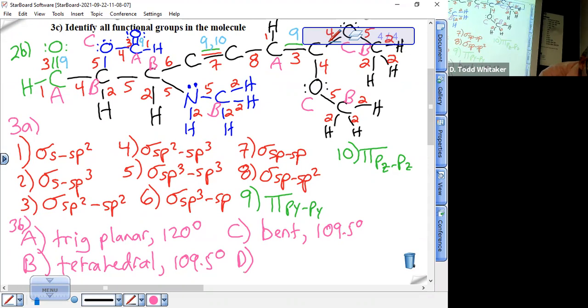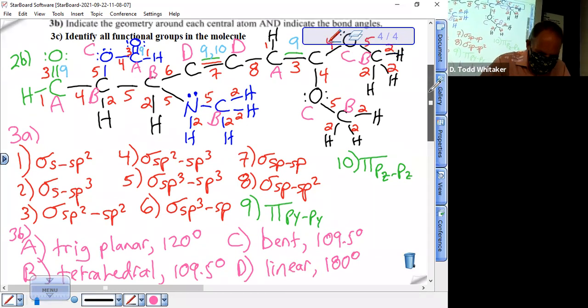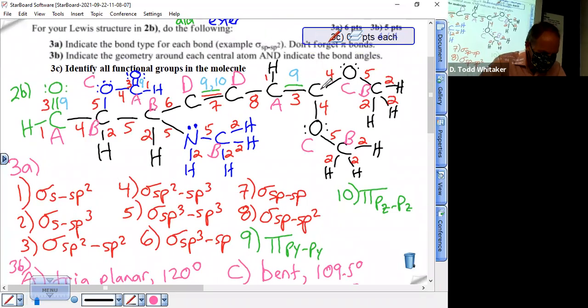D, D, D, D. You want to go with these 2 sp hybridized carbons next? What do you call those? Linear. 180. And I think we only have the nitrogen left. Is that right? I think I missed one of my sp2 carbons. You see it? This one here. And that was trigonal planar. That was A, wasn't it? I missed an A.